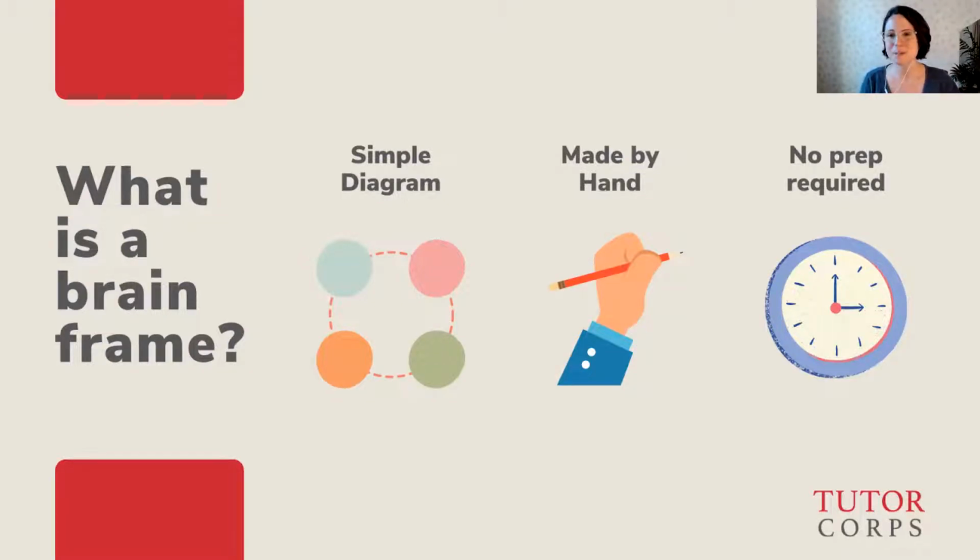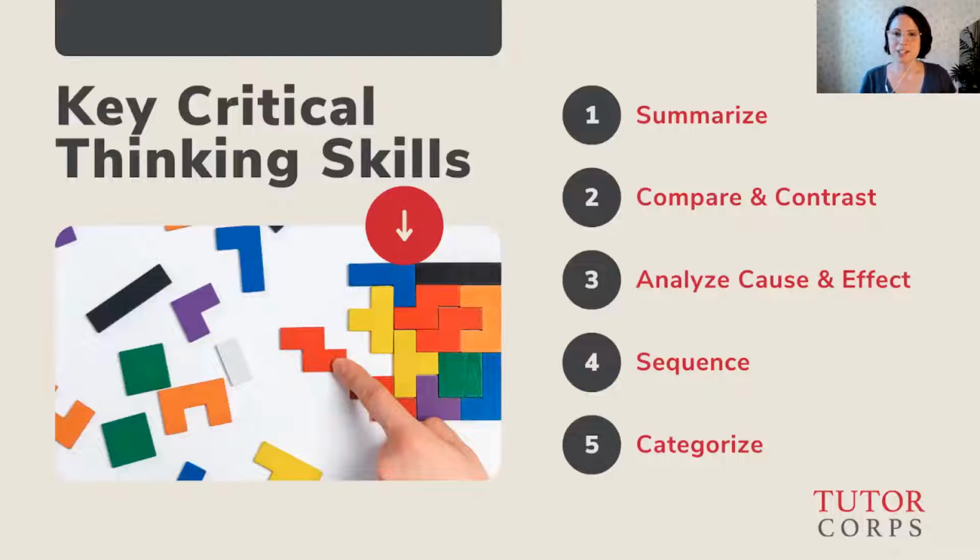They're simple diagrams, they're made by hand, and there's no prep required for them. You don't need to make them ahead of time. And what they do is they focus on a few key areas of critical thinking skills. So there are brain frames for summarizing, comparing and contrasting, analyzing cause and effect, sequencing, so seeing how putting things together in an order, and categorizing. So these are all different areas of critical thinking skills, of analyzing information, of processing it, of drawing inferences from it, making connections. So that's what these diagrams are for.